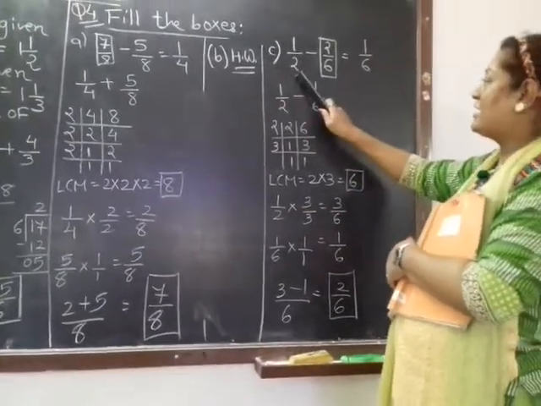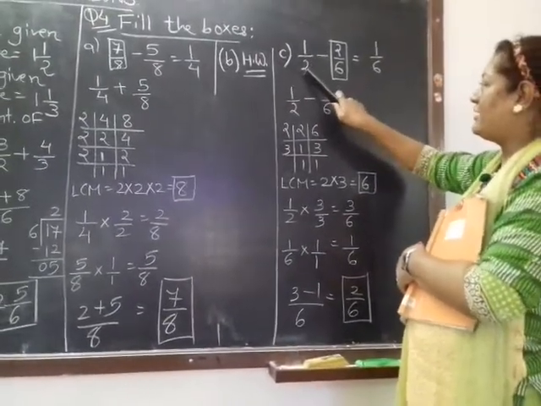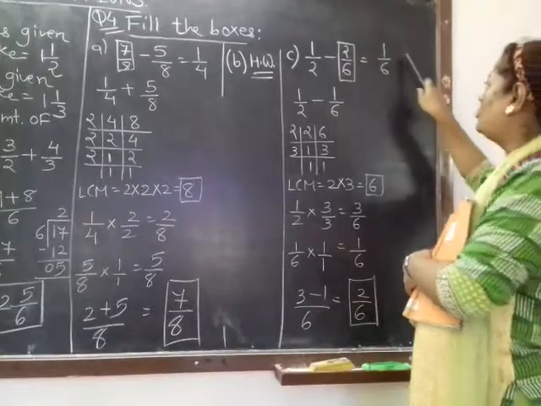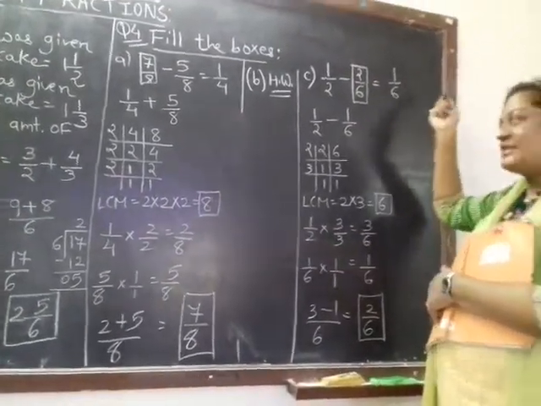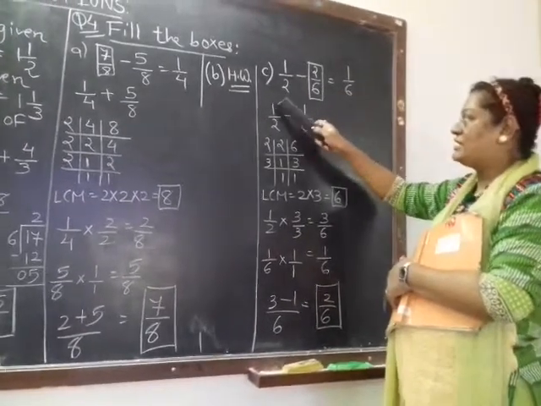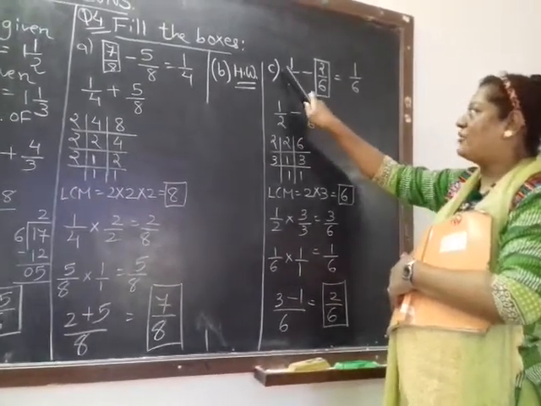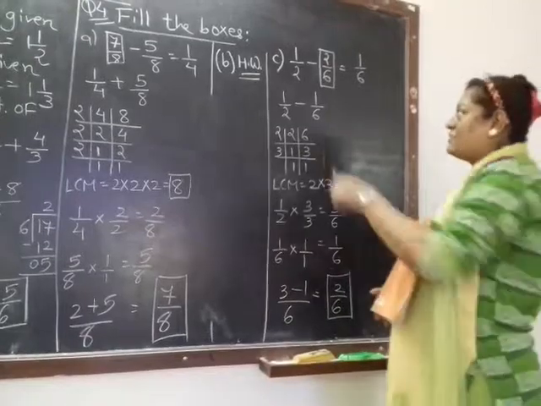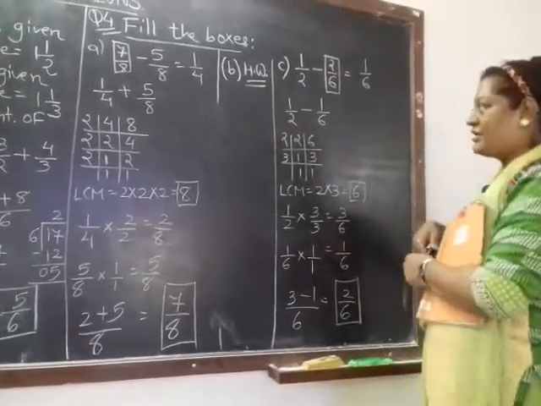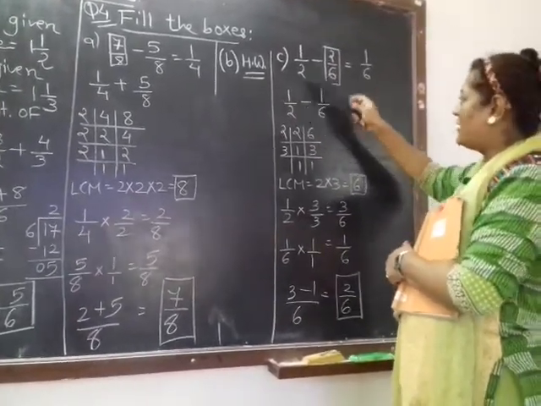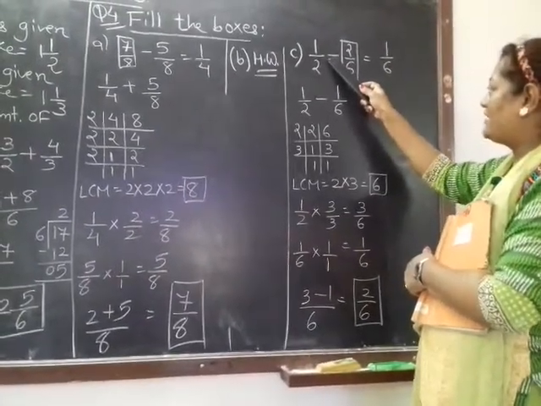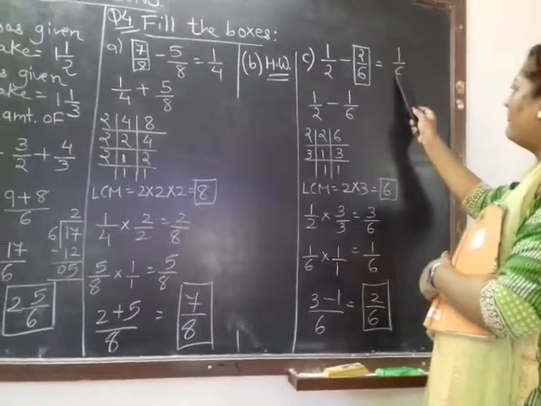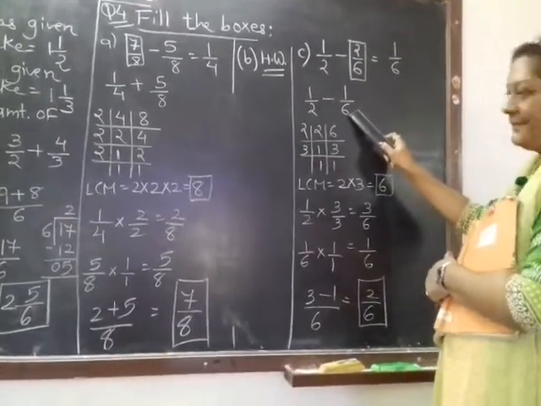But here the thing is what? The first fraction denominator is smaller, so it will not shift to the after equal to sign. So it will not change its sign also. This is plus, it is going to remain plus. Why? Because I am not having a minus sign here. That means 1 upon 2 is a positive fraction. And minus is already given in between these two. What we have to find here? So minus is going to remain the same. And 1 upon 6 will come here.